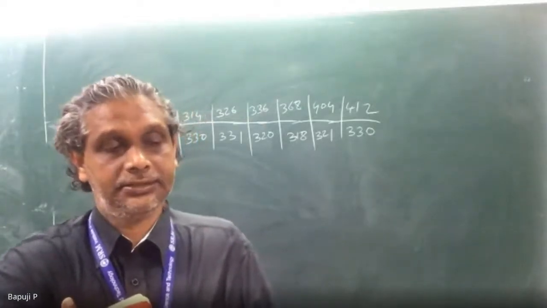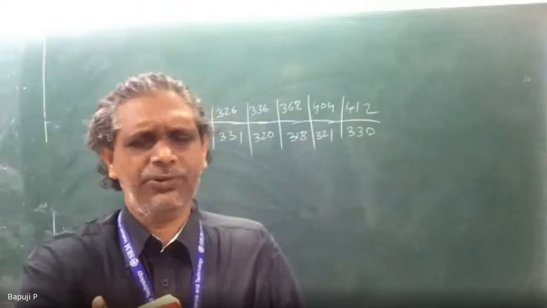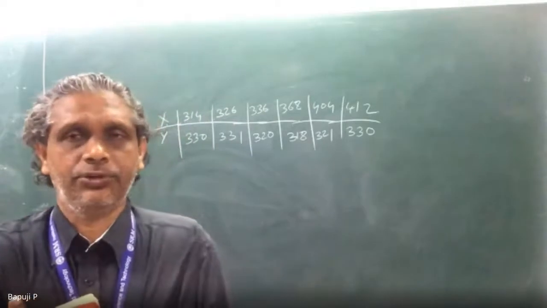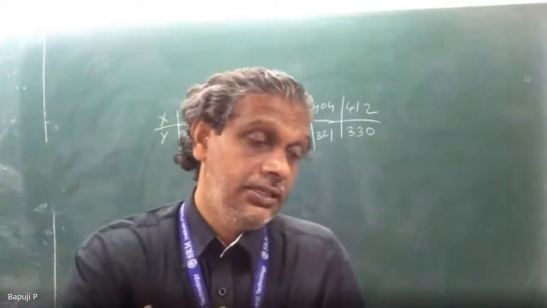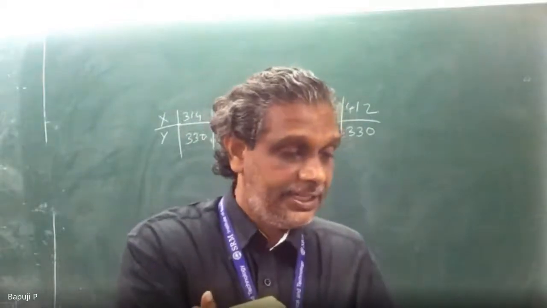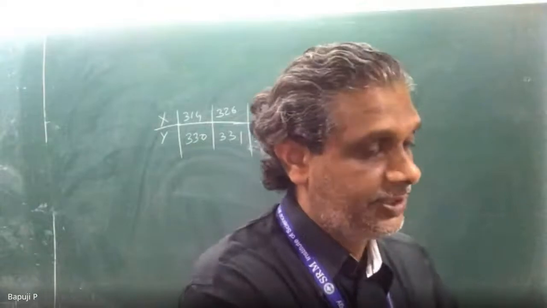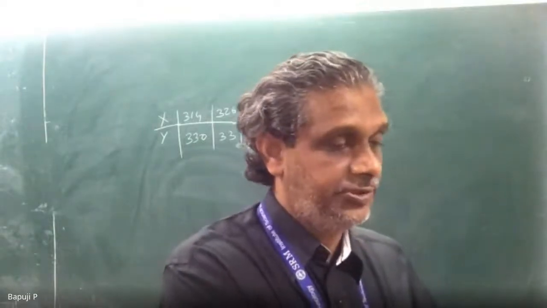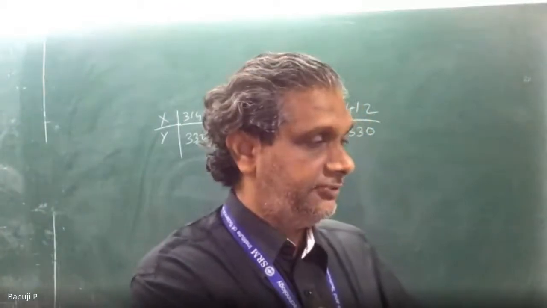Forget it, it was the last day's class. It is 1 by n sigma f |x_i minus A|, where A may be x bar, median or mode. Okay, correct? Now, what is the standard deviation? Very initially I gave one formula. After that, three important formulas were developed. What is the formula?